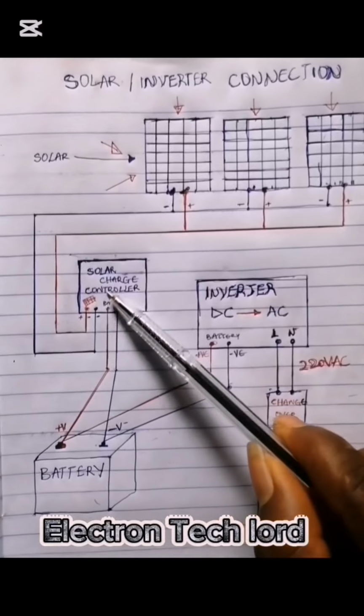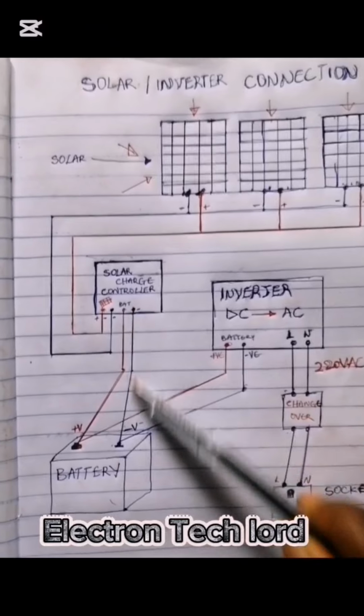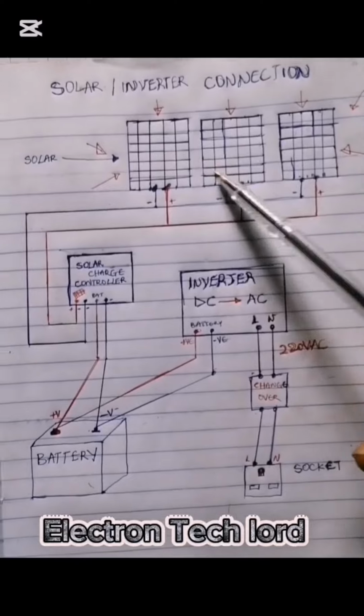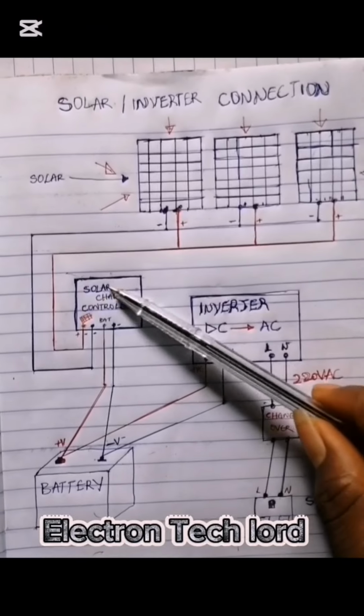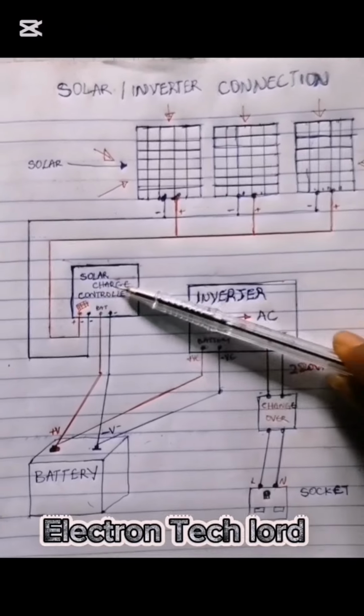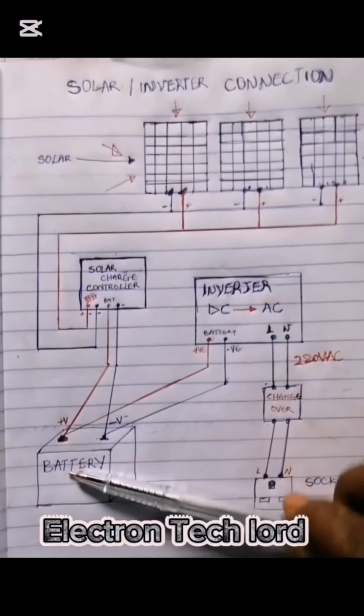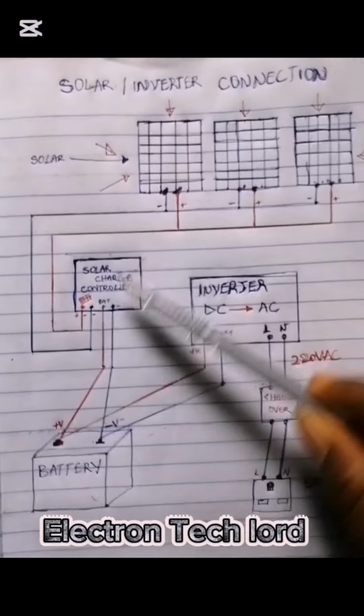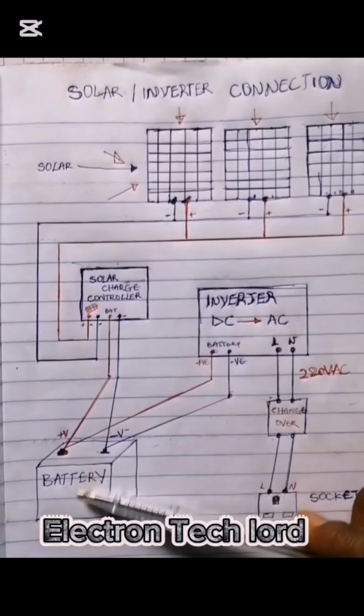So from here it goes to the solar charge controller to charge the battery, so it stabilizes the voltage, because when there is high current from this solar, the solar charge controller will stabilize the voltage so that there will not be too much current charging the battery. The battery can be multiple, like I always say. So if it's low, it will also not allow very low current to charge this battery.